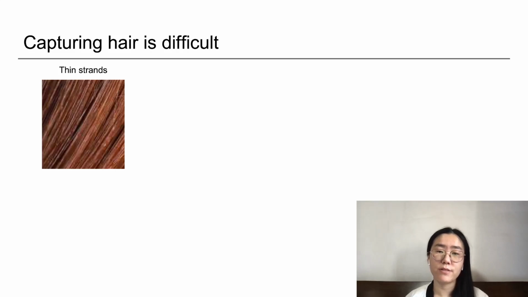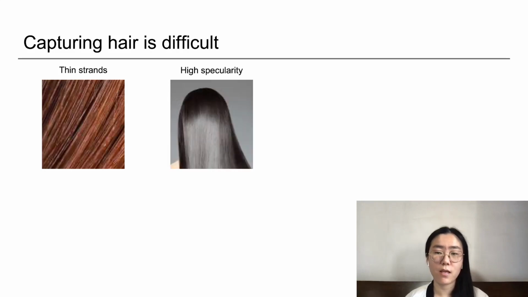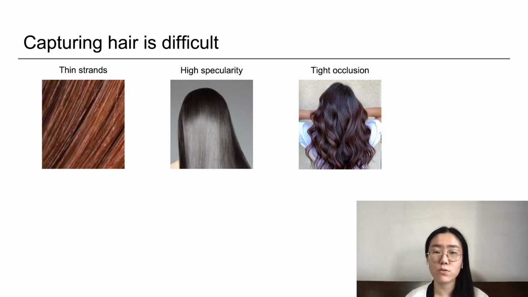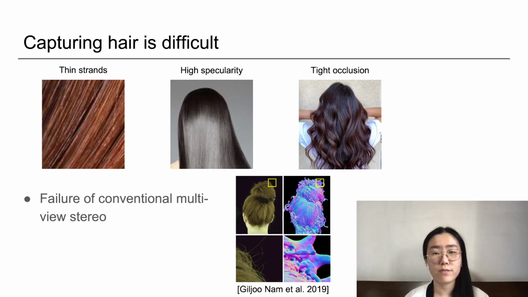However, capturing hair is difficult. That is because sometimes a strand of hair is thinner than a pixel. It would be challenging to capture hair automatically. Also, hair has high specularity, which means hair's color may differ rapidly between neighbor views. Another reason is tight occlusion for hair in images. It is difficult to estimate the shape of entire 3D hair strands based on outside appearance. Therefore, conventional multi-view stereo cannot be directly used for hair.